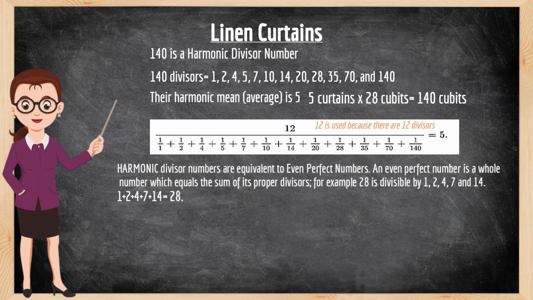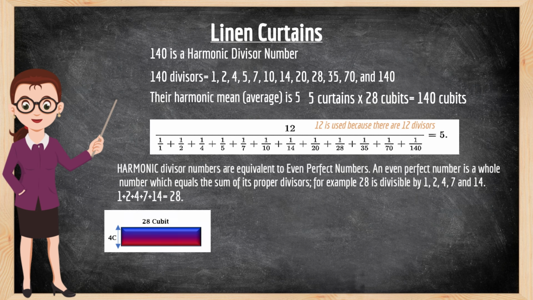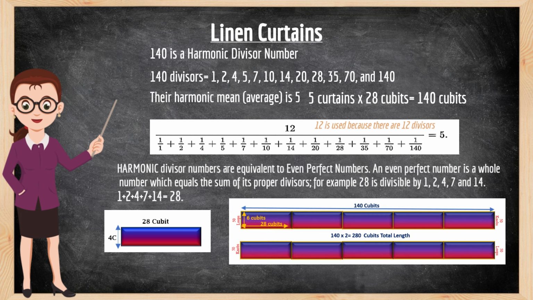That makes it a perfect number, or an even perfect number, because it's an even number. Now, each individual linen curtain is 28 cubits by 4 cubits. 5 combined curtains are 140 cubits by 4 cubits. Combined length of all the 10 curtains, then, is 280 cubits.